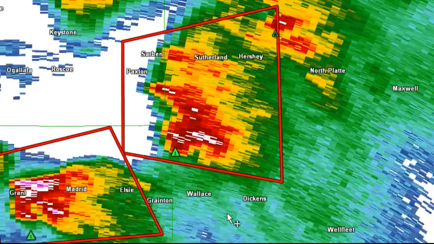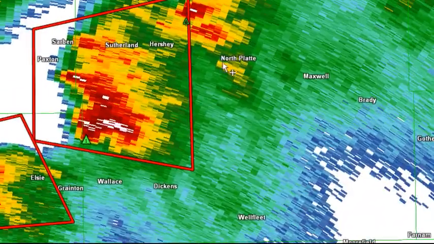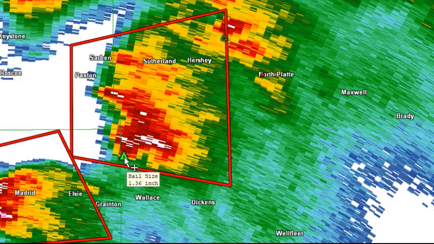Let's see how that looks. This is going to be, let me get my bearings. Yeah, that's going to be about 20 miles southwest of North Platte for this one storm here. So the algorithm there going for 1 1/4 inch hail.